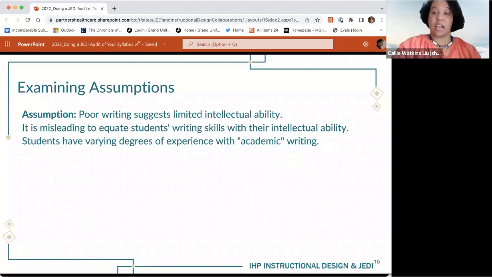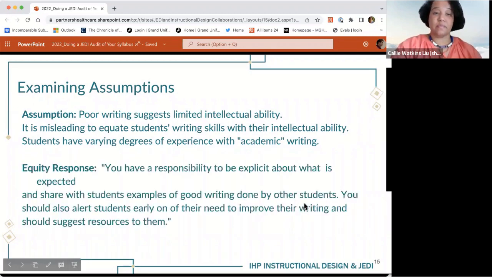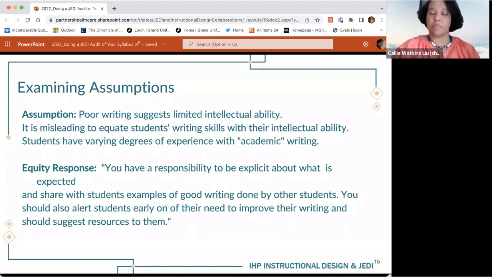And let's go and see what an equity response could be to this. So an equity response is to understand that you have a responsibility to be explicit about what is expected and share with students examples of good writing done by other students. So a general rule of thumb, if it's something that's important, you want to give an example, you want to model it, show it.